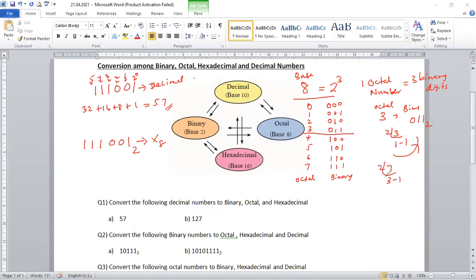3, the remainder will be 1. Again by 2, 1 and 1. So you can write 7 as 1 1 1 base 2. Okay, so octal 7 is equal to binary 1 1 1.